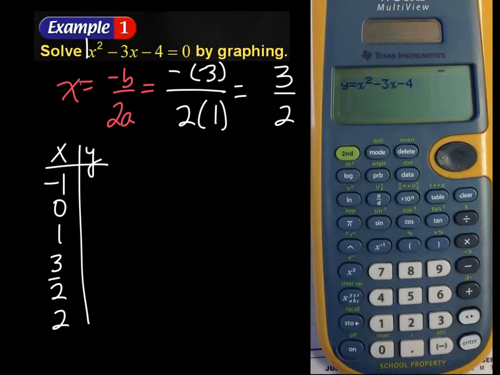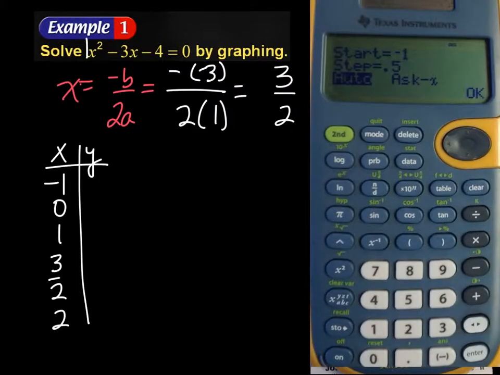You have access to a really nice table feature on your calculator. Not that you couldn't make this table by hand, but we may as well use what we have. So to use this, we're going to hit Table, then type in x² - 3x - 4, and then finally hit Enter.